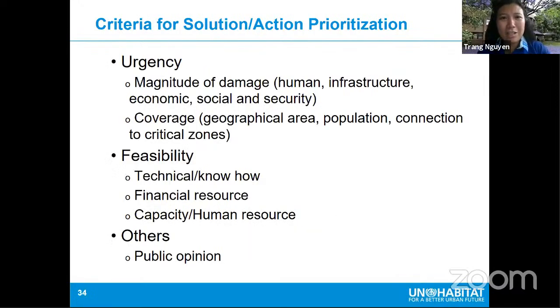So let's continue with the prioritization that I mentioned earlier. Most of the time the criteria for prioritization are based on urgency, feasibility, and some other aspects. The urgency, as I listed here, could be the magnitude of damage and the coverage areas, and also very much on feasibility. That depends on how you weigh out the balance between urgency and feasibility. Some measures might be put a bit later as a long-term or medium-term intervention because of limitations in technical know-how or financial resources, which gives you more time to seek and improve on these resources.